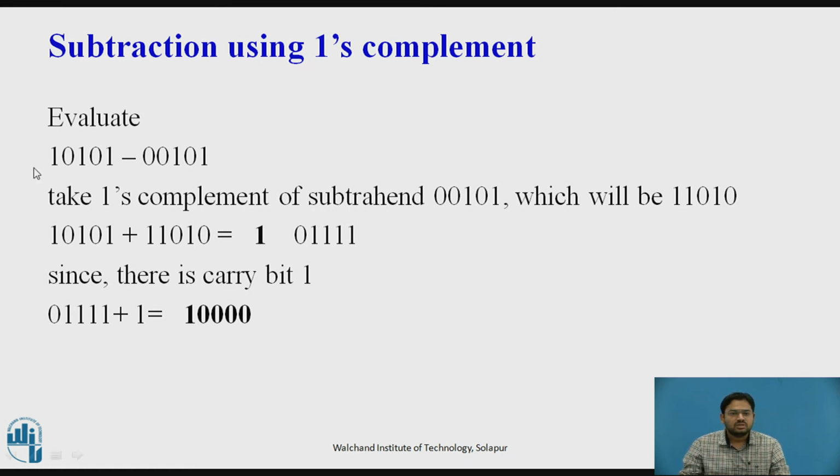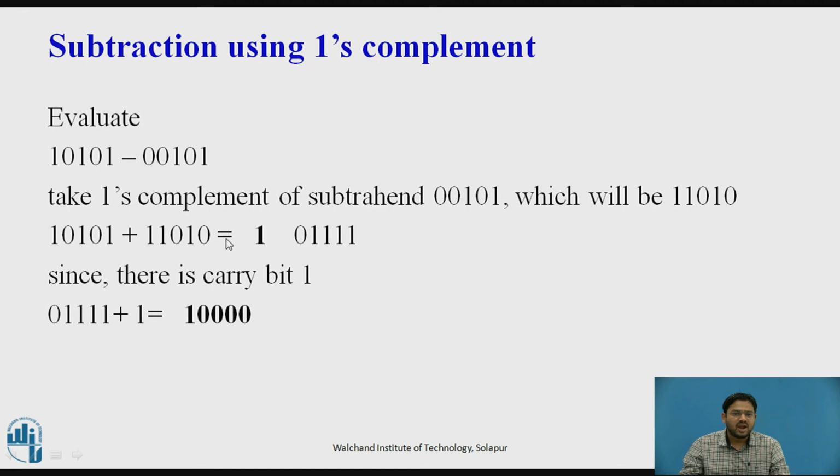So these are the two numbers. This number is to be subtracted from this one by using ones complement. So what you have to do is take a ones complement of this number. The ones complement of 0 0 0 1 0 1 is 1 1 1 0 1 0. After taking the ones complement, you have to add it with this.